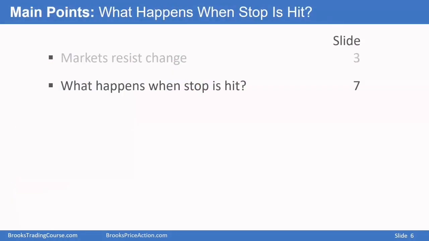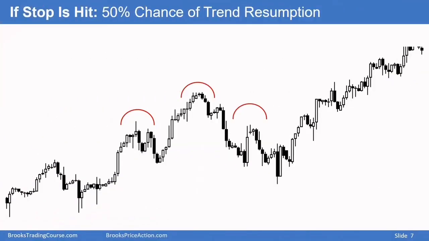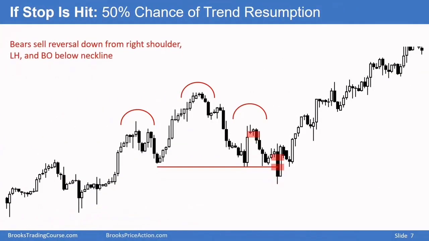What happens when a stop is hit? We have a bull trend, a head and shoulders top. Some bears will sell a reversal down from this rally, betting that it'll be a right shoulder of a head and shoulders top. Other bears will sell a pullback. We have big up, big down, a double bottom. They're expecting the bear breakout. They'll sell below this bar. Others will sell at that low, this low, or that low on a stop, betting that they have a chance of a measured move down.